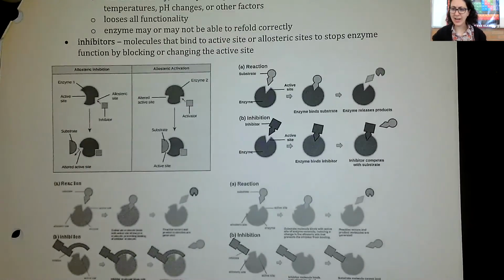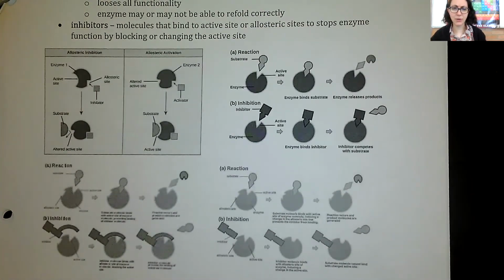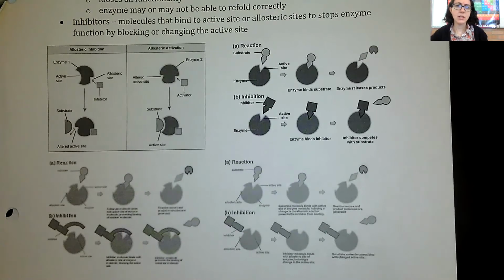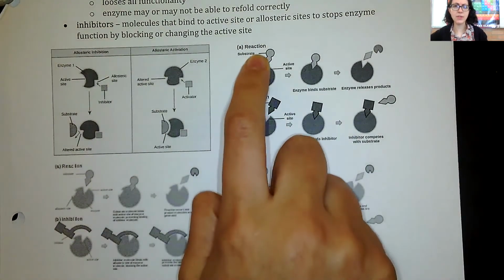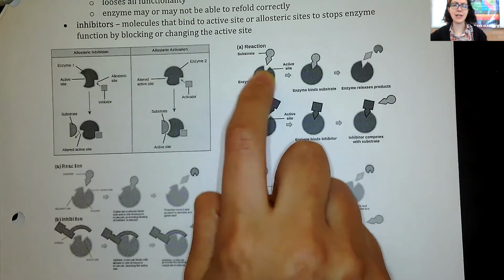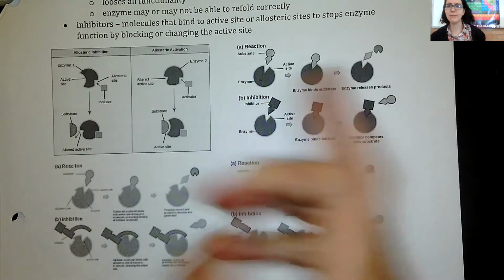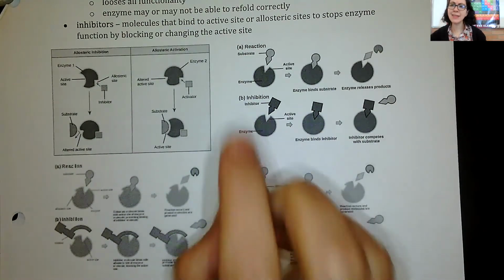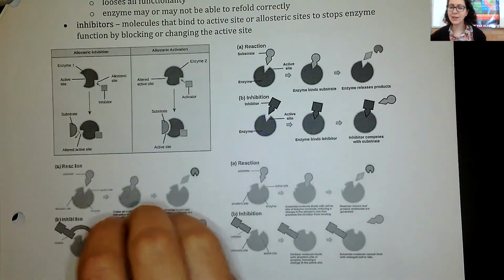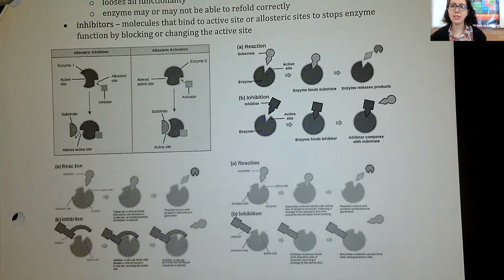I like these pictures a lot. I think they're pretty self-explanatory, but we can still go through them. So this is a good example of just a normal reaction. This particular substrate enters, it's got that perfect shape, a reaction occurs, there you go. An inhibition is something that can block that site, and it's a competitive substrate, a competitive inhibition. So that's one type.